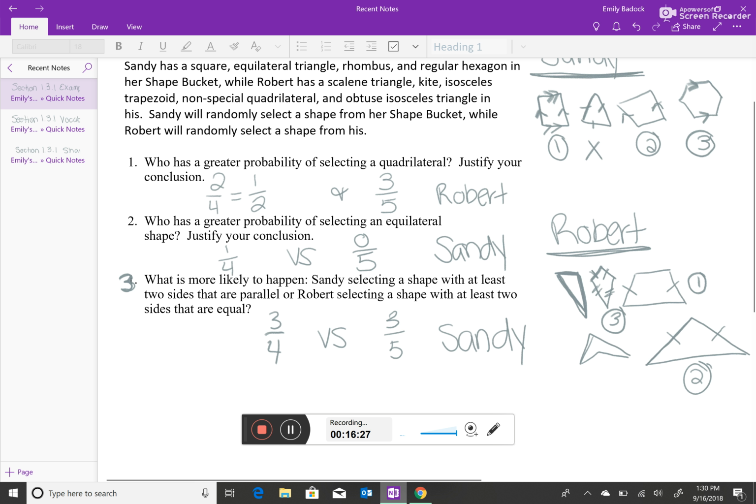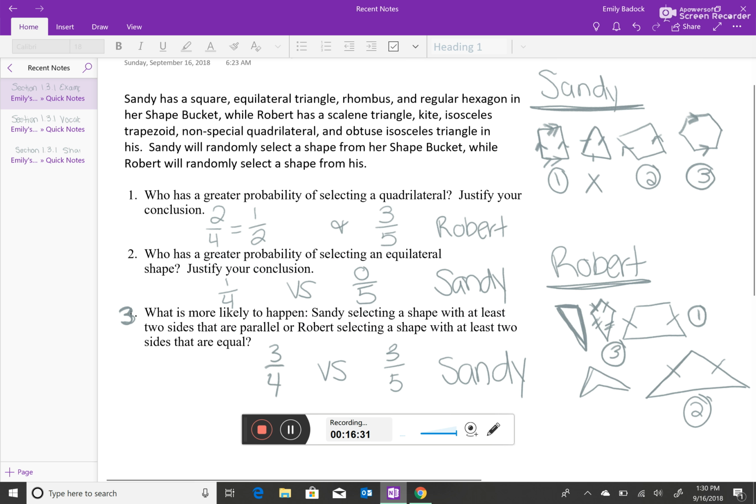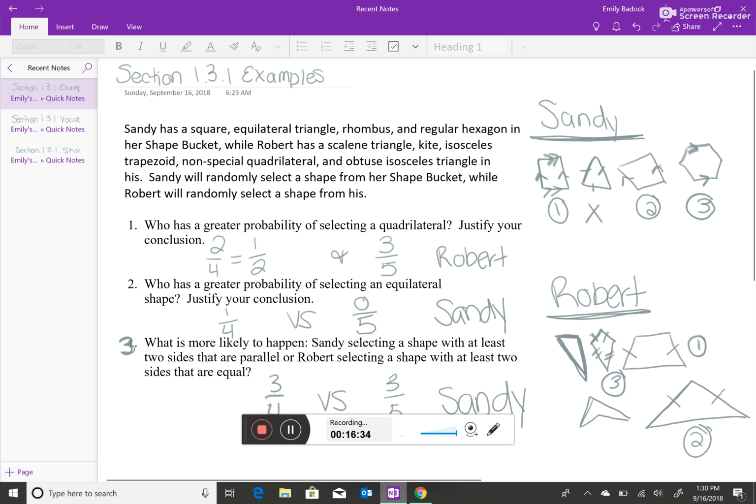So you guys, we went over vocabulary, we introduced the lesson, and we went over this example. So you guys should have a good foundation for what's going to happen during tomorrow's lesson.